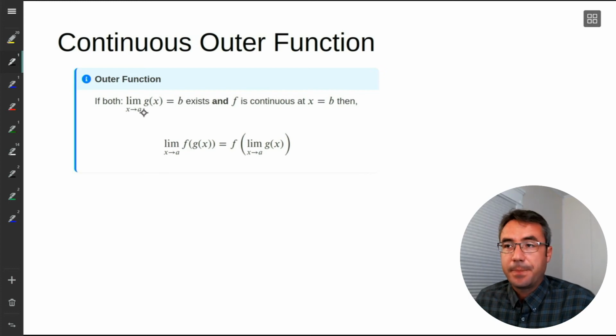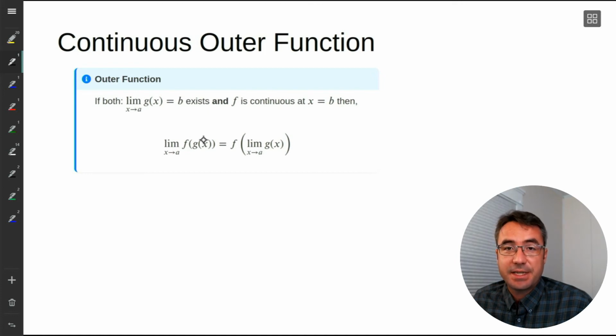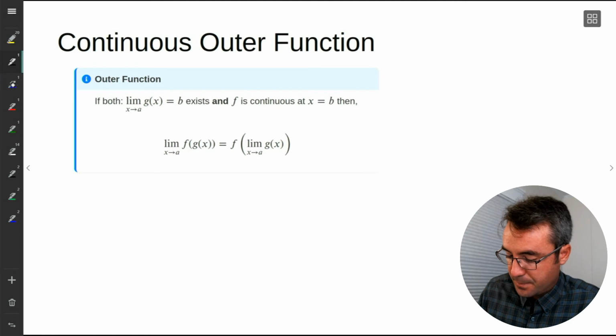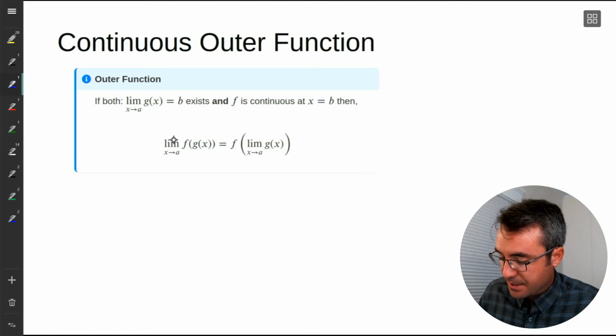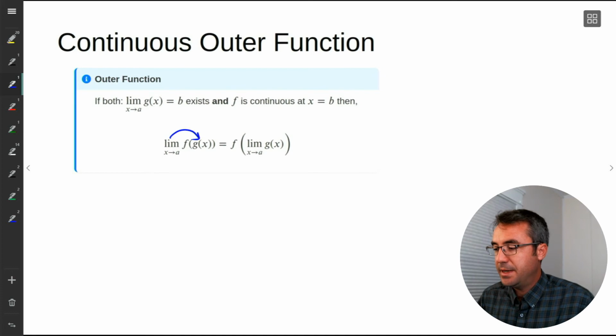So our first result here is if we're dealing with a composite function, f composed with g, if the limit of that inner function is equal to b, and that limit exists, and we know our outer function is continuous at x equals b, well, what we can do then is to calculate the limit of this composite function. Essentially, we can bring the limit inside that outer function. That's kind of what this theorem says. We can bring this limit inside.